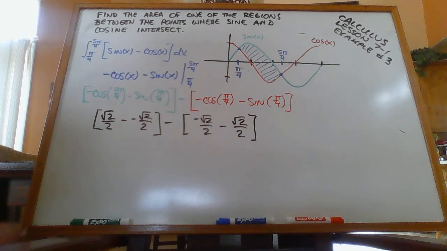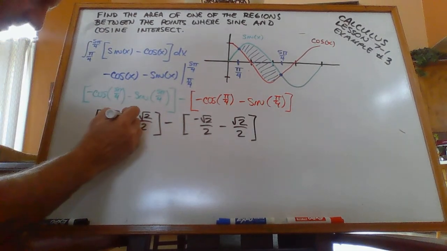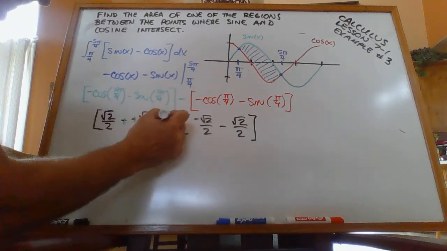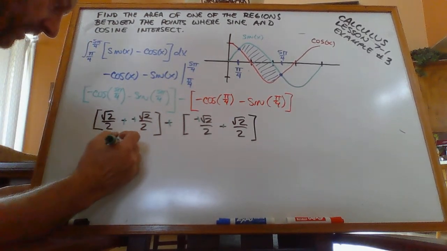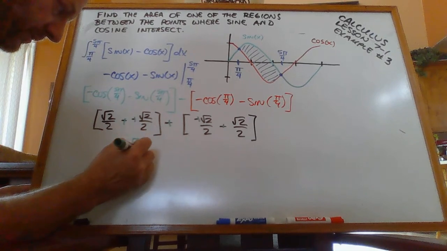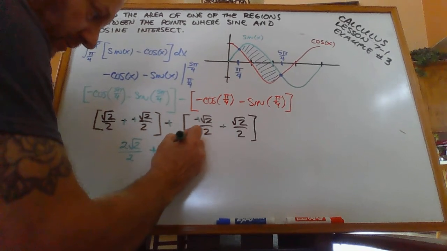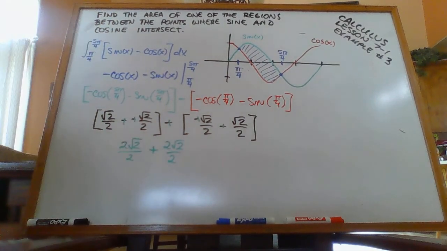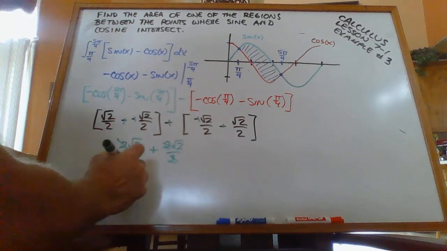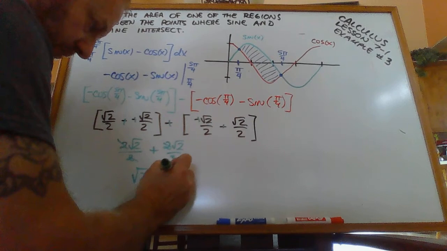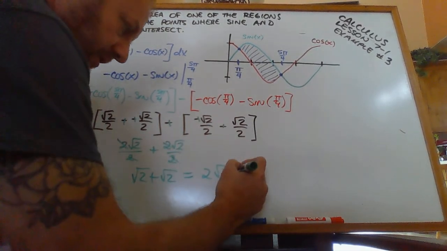Okay, so we can go ahead and do a little bit of algebra here, and two negatives make a positive. We can distribute this negative sign in here, make both those positive. So this ends up being 2 square root of 2 over 2 plus another 2 square root of 2 over 2. And the 2's cancel and the 2's cancel here, so I just get square root of 2 plus square root of 2, which is 2 square root of 2 square units.